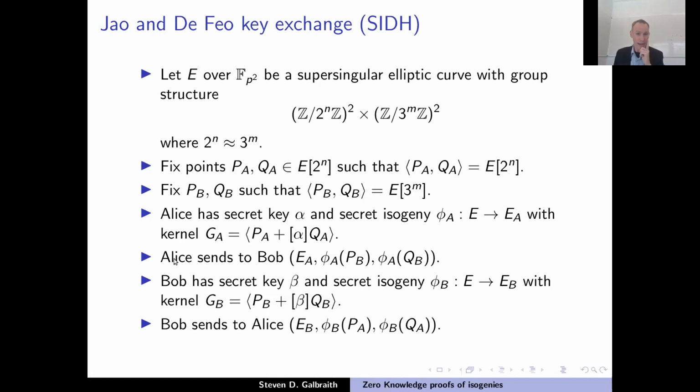And when they send to each other, Alice sends to Bob the image of her isogeny, and the image under her isogeny of some points, like these points, PB and QB. So what does Bob see from Alice? Bob sees the curve EA, the image of E under her isogeny, and the image of these points, PB and QB. And similarly, Alice sees the image of Bob's isogeny and the image of some points under Bob's isogeny. But the important point is they keep their isogenies secret. Alice's secret isogeny, phi A, only she knows. Bob's secret isogeny, only he knows.